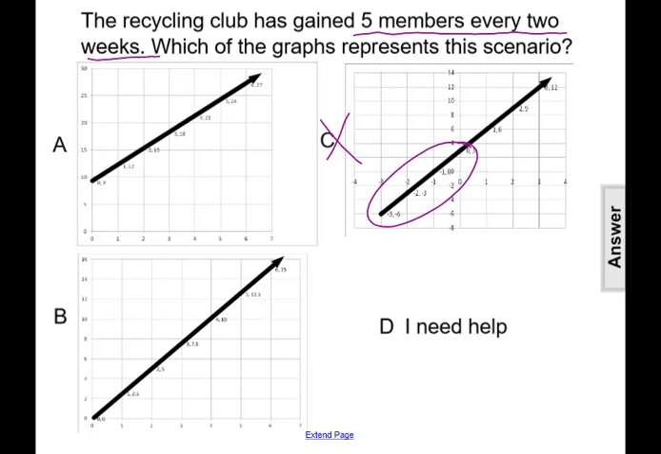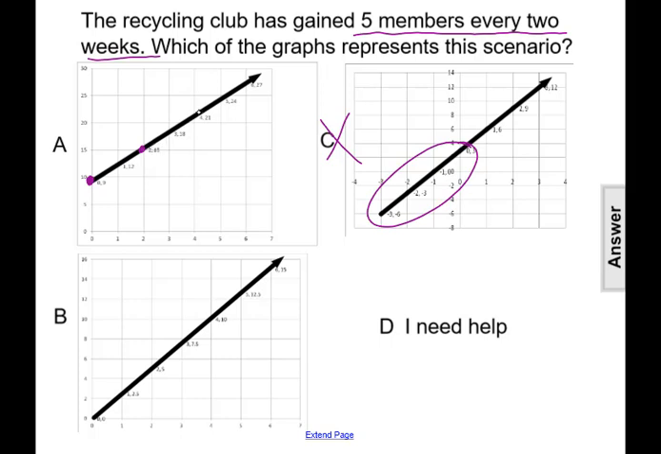So let's look at graph A. At 0 weeks, it looks like there's 9 members, which is okay because we're not told enough information to know the initial amount of members of the club. But now in 2 weeks, it looks like we went from (0, 9) to (2, 15). So we went from 9 to 15, we've increased by 6. So we gained 6 members.